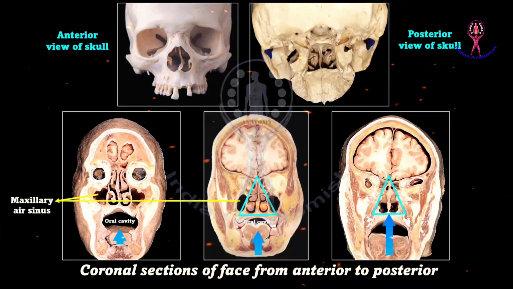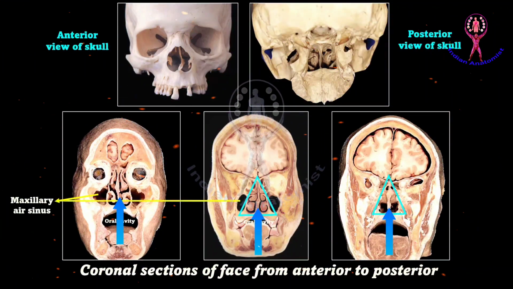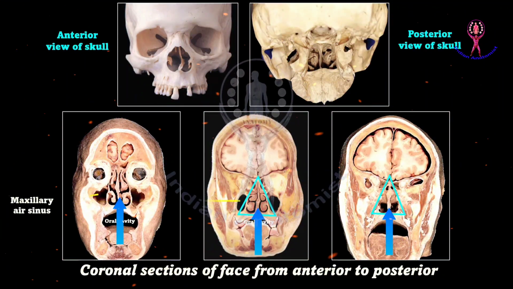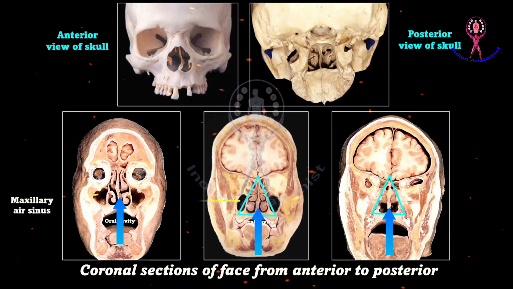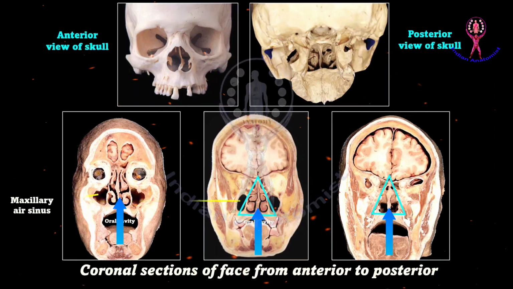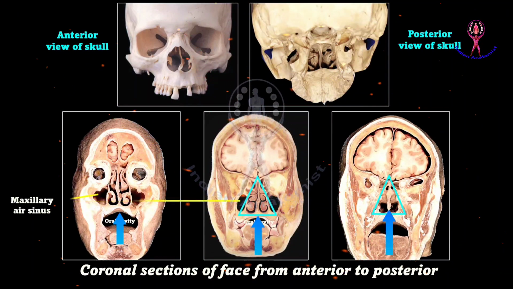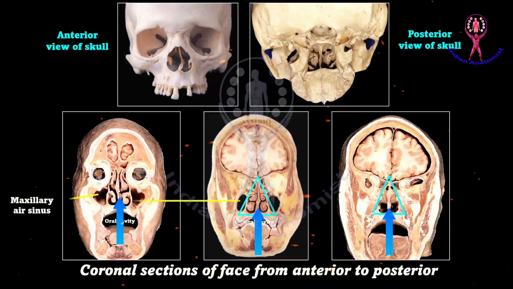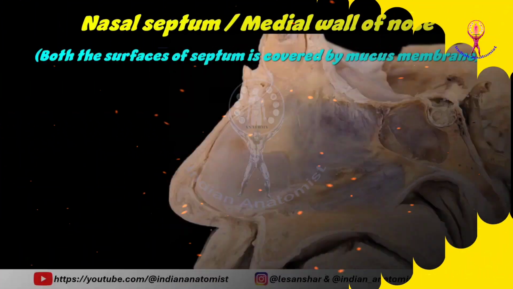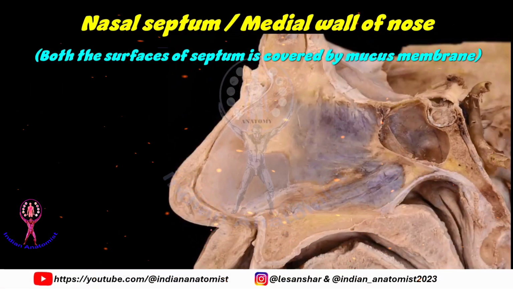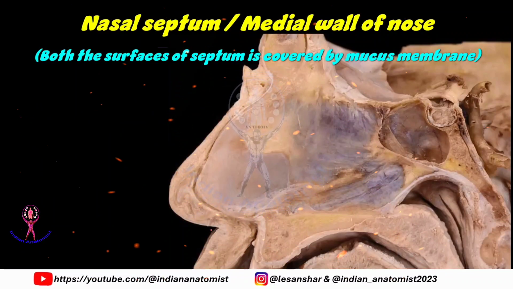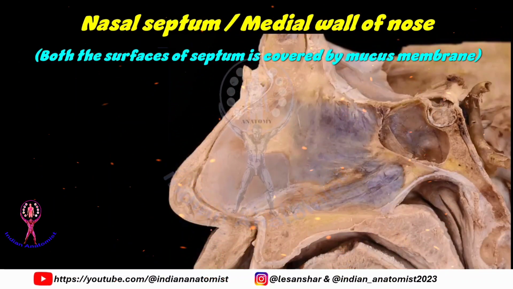Dear medicos, first, we shall explore the septum or medial wall of the nose. As I previously stated, the septum of the nose defines the medial boundary for both nasal cavities. The septum has bones, cartilage, and skin like the rest of the nose. On both the right and left sides, there is a mucus layer covering the bones and cartilages of the septum.